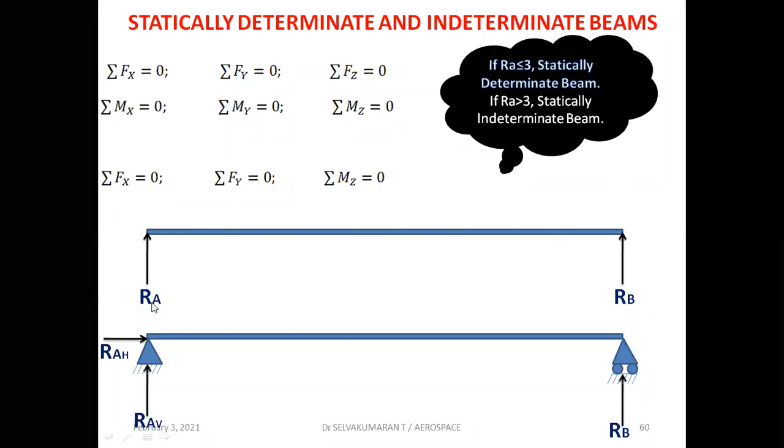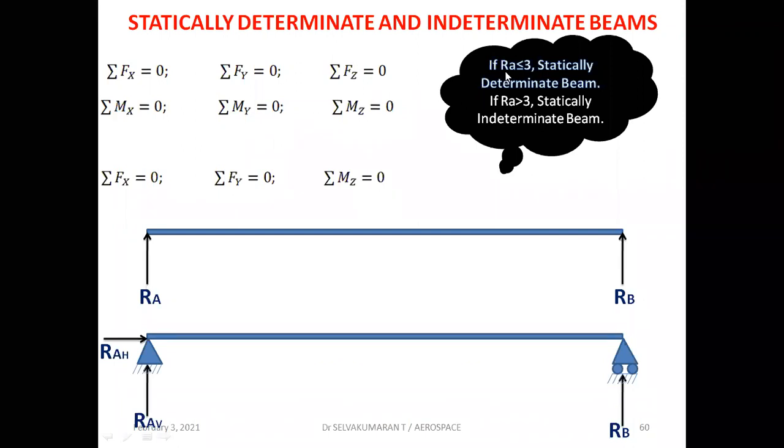Okay, so where RA and RB are the unknown support reactions, and these are the 3 static equilibrium equations which are used to determine the unknown support reactions. You can see here number 3.